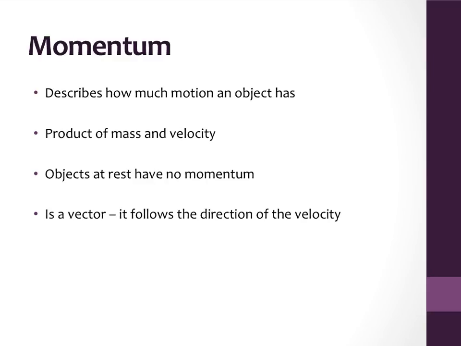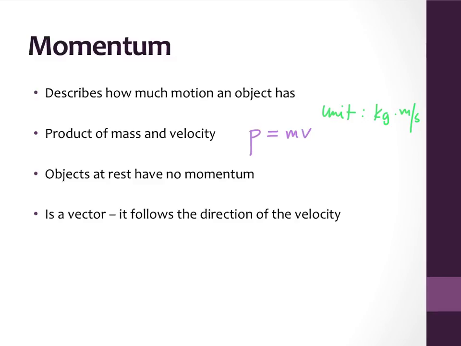So let's start with our definition of momentum. It describes how much motion an object has, and this is the product of mass and velocity. This is what it looks like, where P is equal to m times v. P stands for momentum, m is mass, and v is velocity. You multiply those two together and you get momentum. And I also forgot to add this right here, where the unit for momentum is kilogram meter per second. That's our unit for momentum.